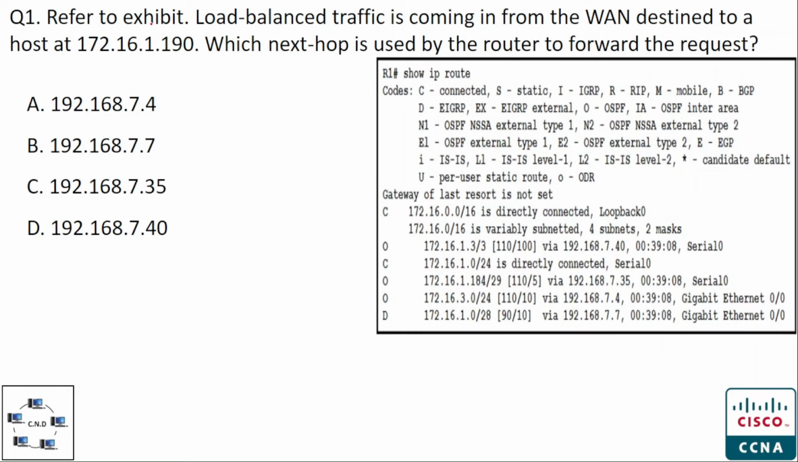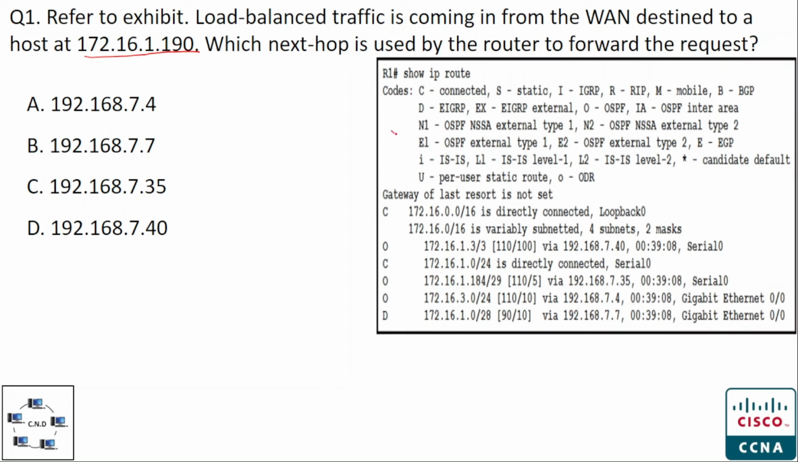Question number one, refer to the exhibit. Load balanced traffic is coming in from the WAN destined to a host at 172.16.1.190. Which next hop is used by the router to forward the request?